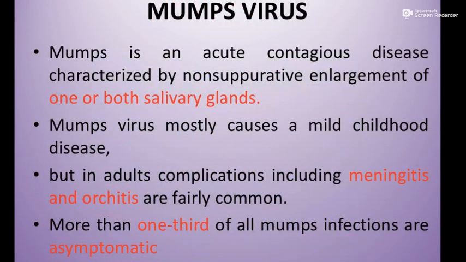Mumps, acute contagious disease. Contagious, شنو يعني contagious؟ معناته highly infectious. Characterized by non-suppurative, يعني non-bacterial infection. Enlargement of one or both salivary glands. Mumps mostly causes mild childhood disease, but in adults, complications include meningitis and orchitis.